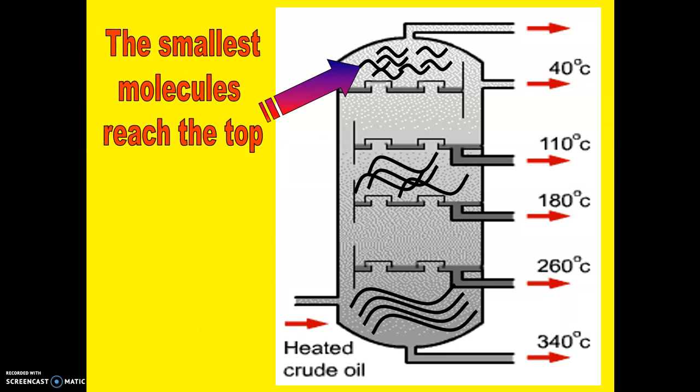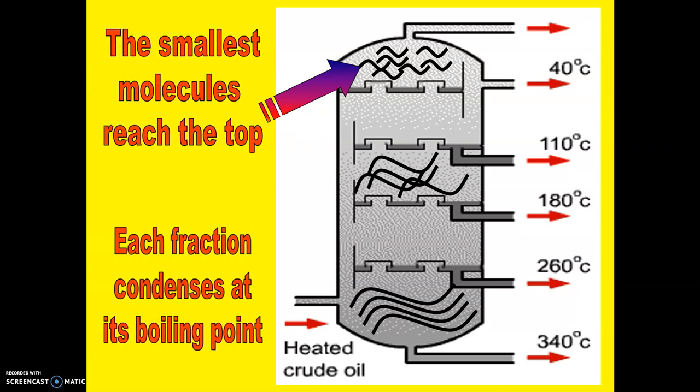And then at the top, the smaller molecules reach the top, and each fraction condenses at its boiling point. That's the key part I want you to understand, guys. Each fraction condenses at its boiling point, so each different sized hydrocarbon in the heated crude oil is separated out according to its boiling point. So you have the largest molecules at the bottom, the middling ones in the middle, and then the smallest hydrocarbons at the top.